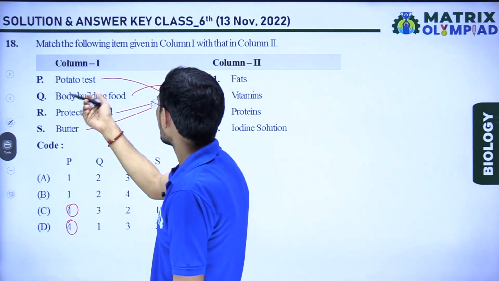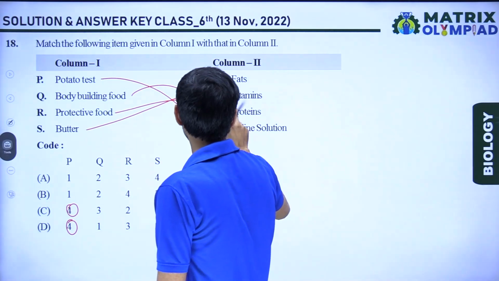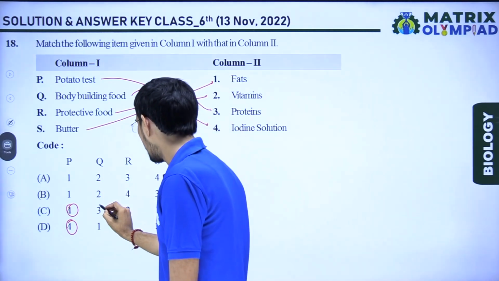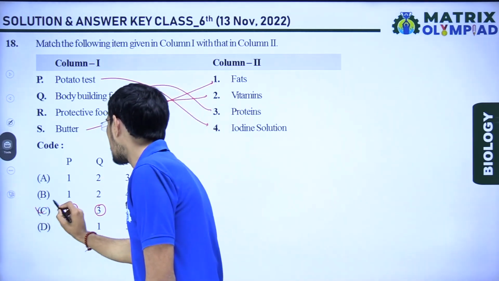Now move to the Q. Q resembles the bodybuilding food. It resembles the proteins. It is given in third. Q resembles in third. So the most appropriate answer will be option C.